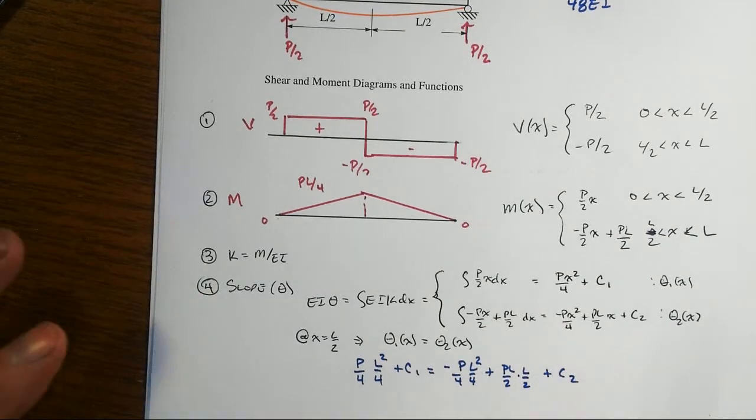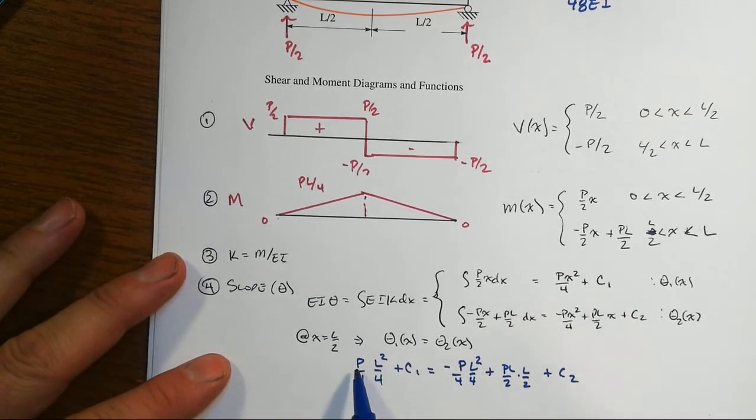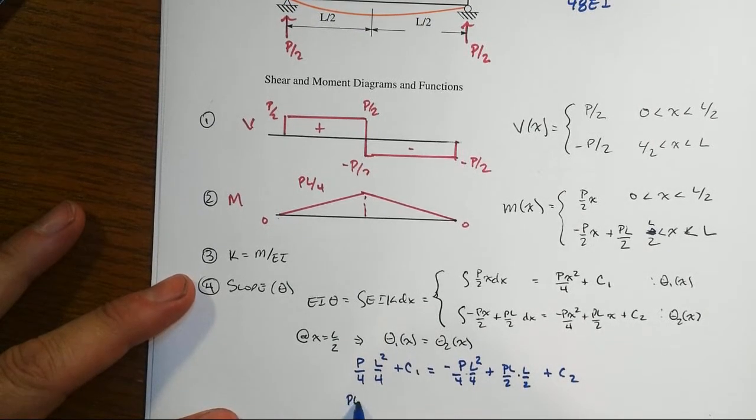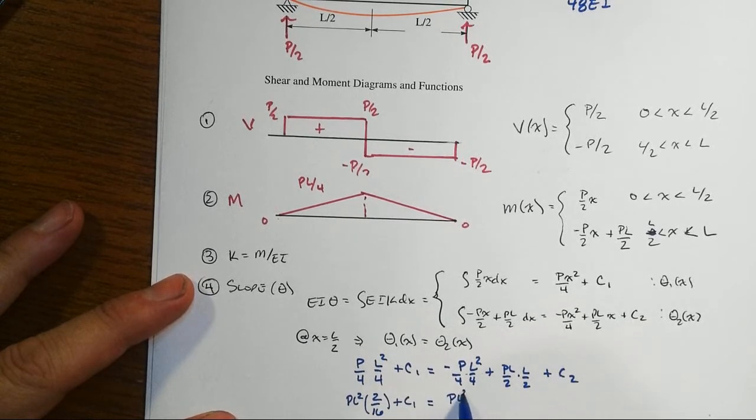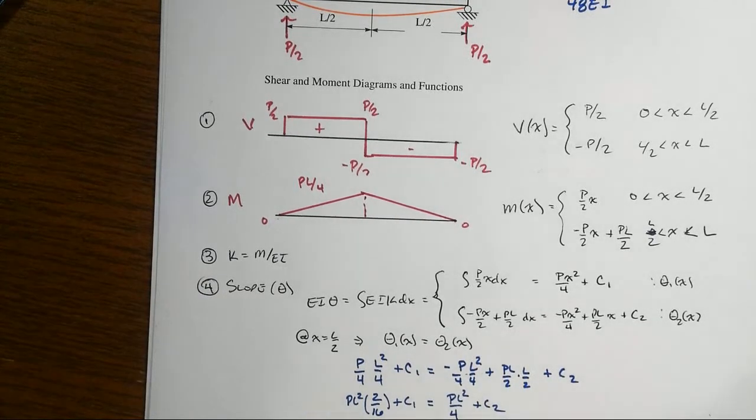Right? This is all a big gigantic pain. There's no doubt. We get a p over 4, L squared over 4. There's a negative that comes to the other side, so we have 2 of those. Alright, so that's PL squared times 2 over 16. Right? 1 over 16, and that comes over there. There's 2 of those. And then we get this one. That's PL squared, and that's L over 4 plus C2. Right, so what we're getting out of this is an expression between C1 and C2.